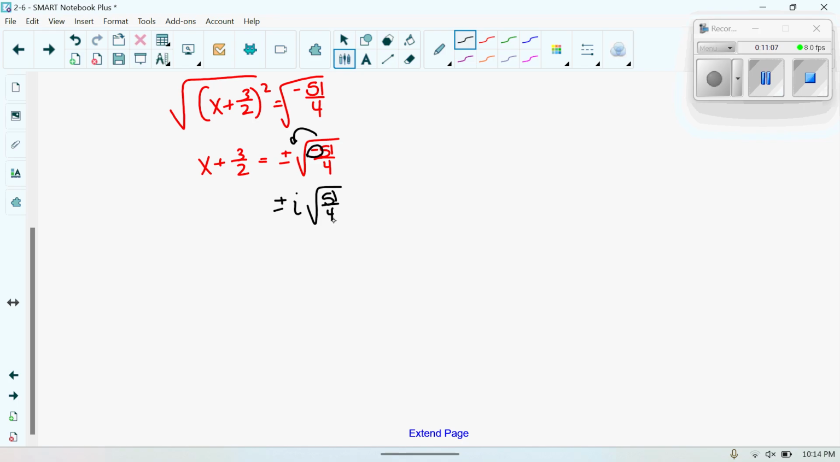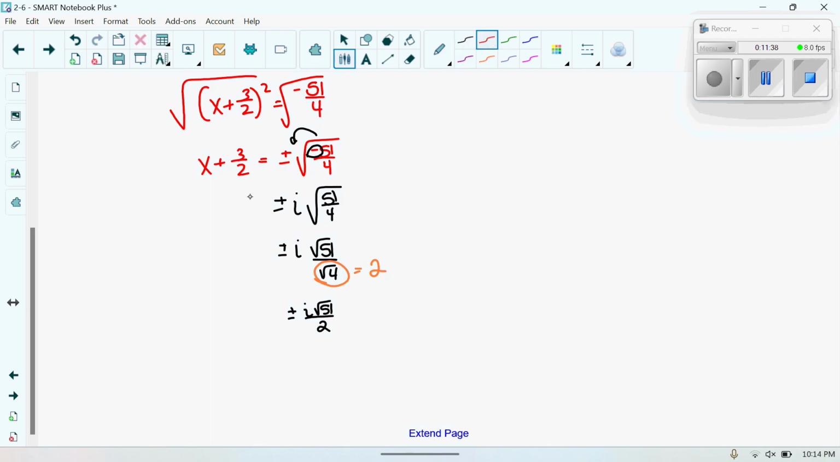Then when you have a radical, first of all, this is not a perfect square. So now I'm going to try to simplify it. When I have a radical that's a fraction, I can break it into radical 51 over radical 4, because now this is a perfect square. So that means I have plus and minus i radical 51/2.